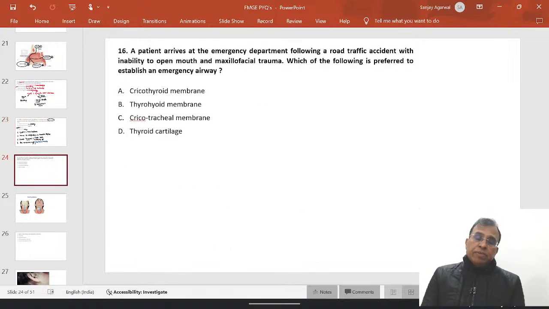A patient arrives at the emergency department following a roadside accident, with inability to open the mouth and maxillofacial trauma. So it's a very severe damage of the mouth and the face and the maxilla and all that. Which of the following is preferred to establish an emergency airway? The patient is not able to breathe from the nose or from the mouth because of the damage, so you have to bypass this area and create an emergency airway. Is it the cricothyroid membrane, cricohyoid membrane, cricotracheal membrane, or thyroid cartilage?